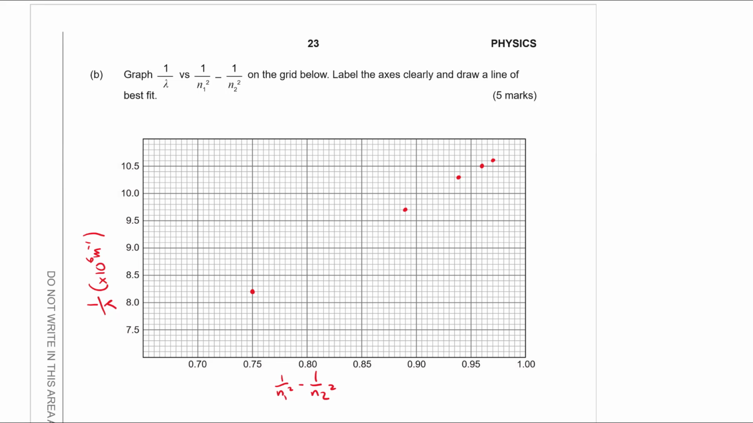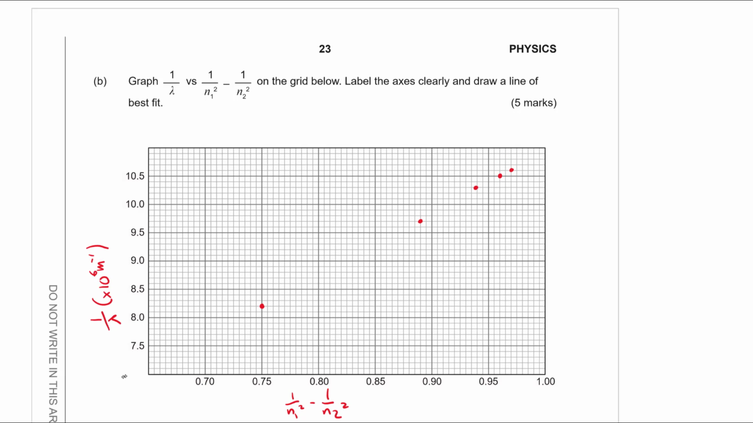Okay, so now my data is plotted. I'm going to draw a line of best fit. Okay, that looks pretty good to me. I can see that I've got some data points that are below the line, some that are above. And yeah, that'll do for now.